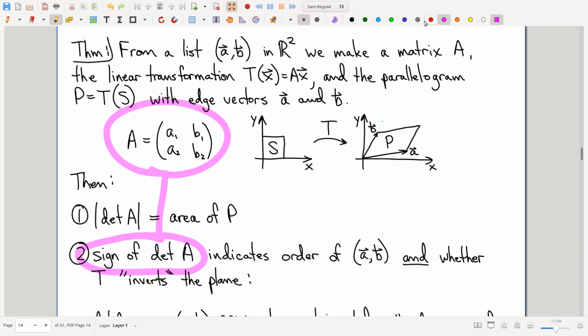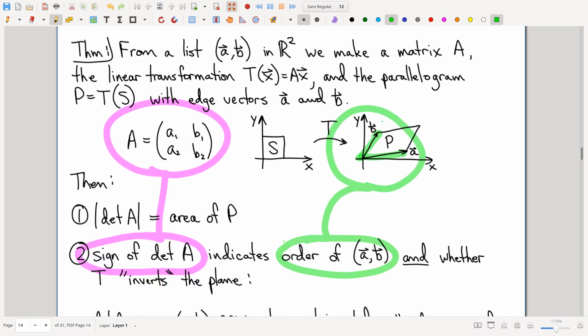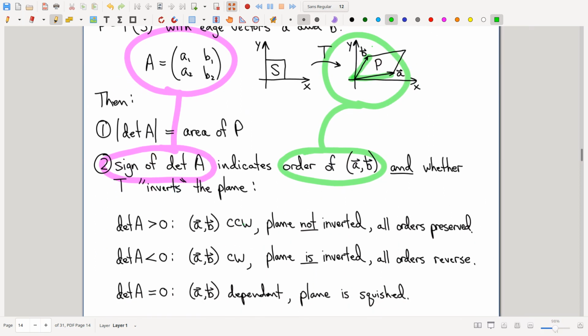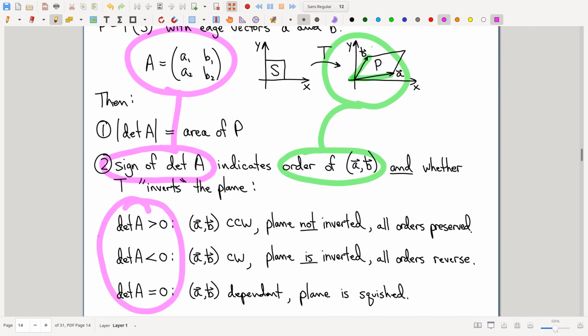Keep in mind our original list, there's A, there's B, and when you have a list of vectors, it's either clockwise or counterclockwise. And whether it's clockwise or counterclockwise is determined by the sign of the determinant as follows. Whether the determinant is positive, negative, or zero tells you whether the order is counterclockwise, clockwise, or dependent.